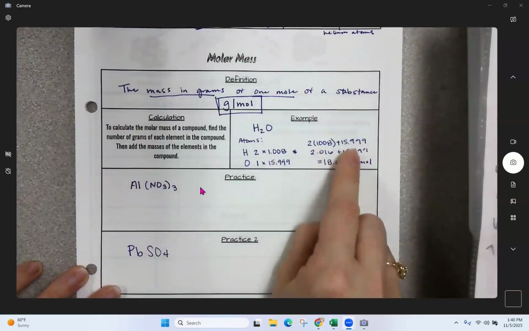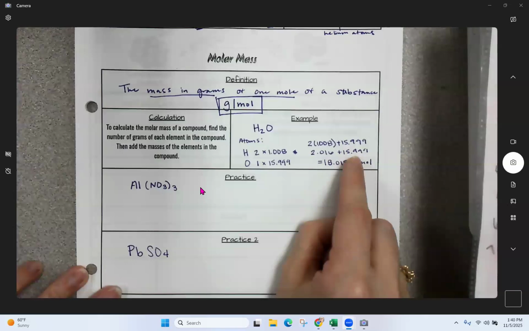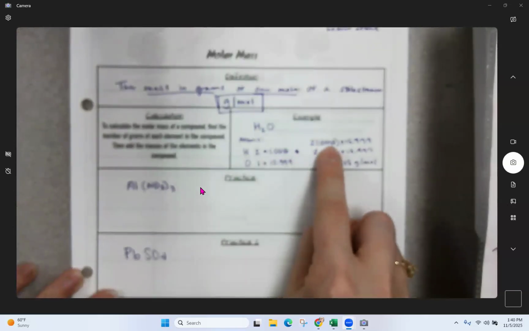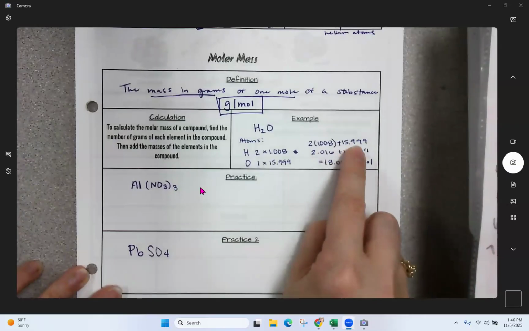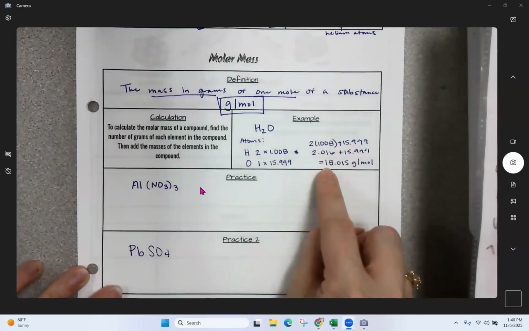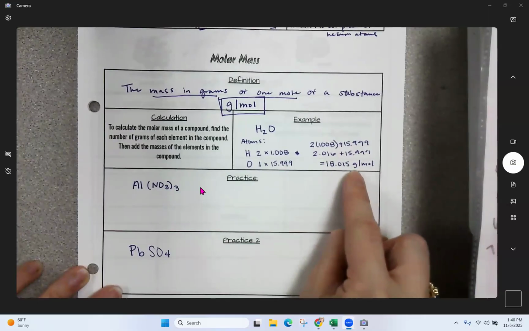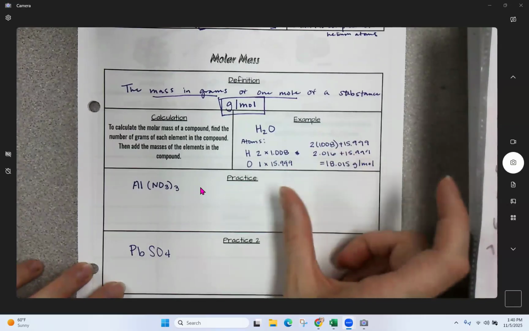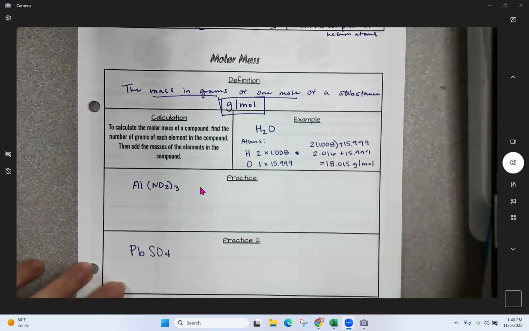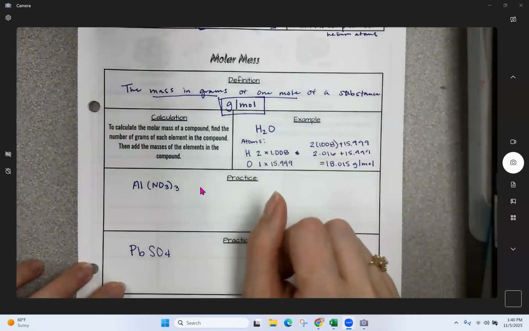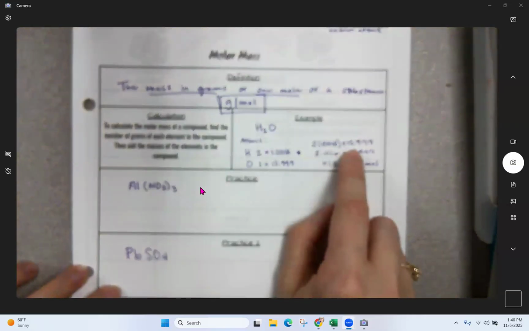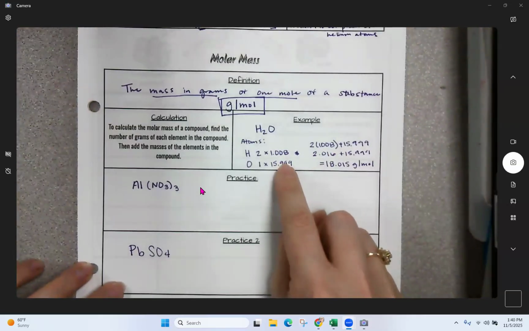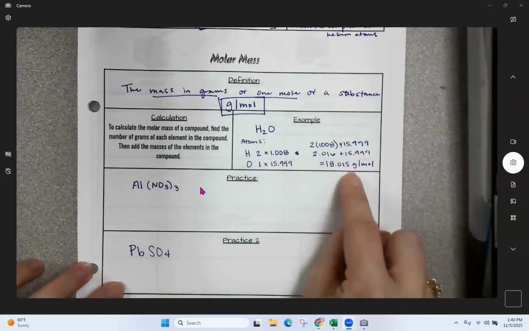And then I put that into an algebraic equation. There are 2 hydrogens, so I have 2 times the hydrogen plus the oxygen. Solve that out, you get 18.015 grams per mole. Significant figures, try your best to keep them the same. Remember, when we are multiplying, we keep the lowest significant figure. When we're adding or subtracting, we keep the same number of decimals. So because we are adding these 2, they each have 3 decimals. So we're going to keep 3 decimals in our answer.